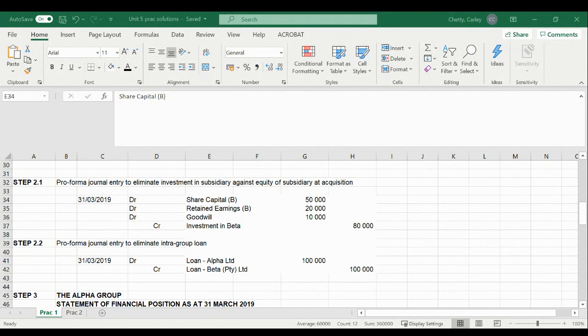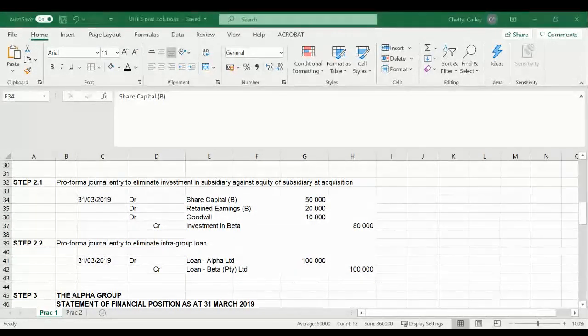Then we had retained earnings. Beta had retained earnings of 20,000 Rand in its records, in its separate financial statements. But in its consolidated financial statements, this needs to be eliminated against the investment in Beta. Because it was a credit in the separate financial statements, we now need to debit it to eliminate it. We basically want to do away with it. So we're going to debit retained earnings of Beta of 20,000 Rand. So we have essentially eliminated the equity of Beta.